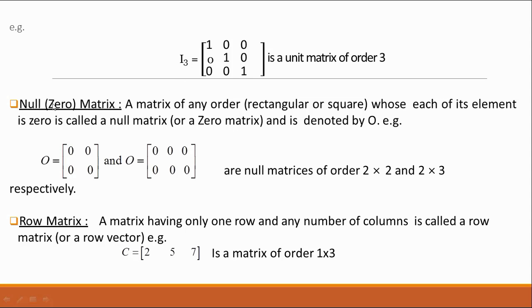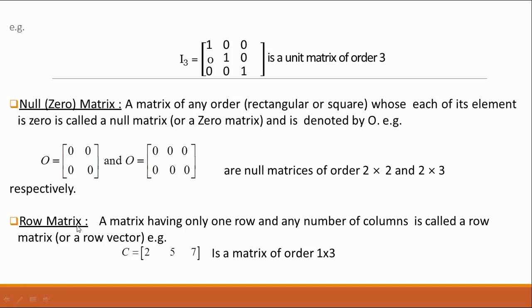Now what is a null matrix? A matrix of any order, rectangular or square, whose every element is 0 is called a null matrix. For example, in this matrix all elements are 0, so this is a null matrix. Here in this matrix all elements are also 0, so this is a null matrix. This is a square matrix, this is a rectangular matrix. This square matrix is also called a null matrix because all elements of this square matrix are 0, and this rectangular matrix is also called a null matrix because all elements of this rectangular matrix are 0.